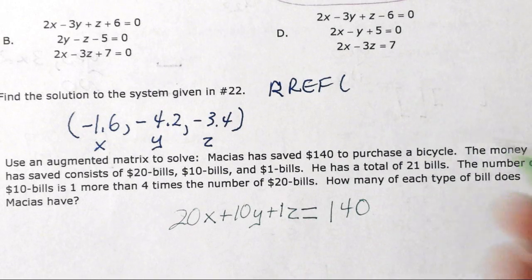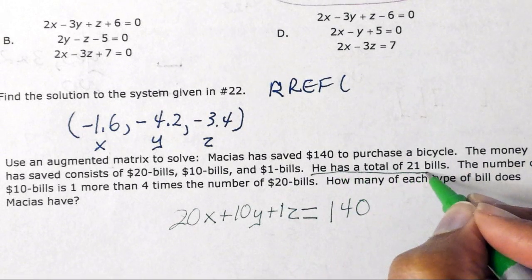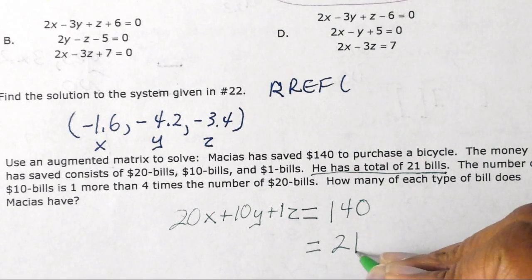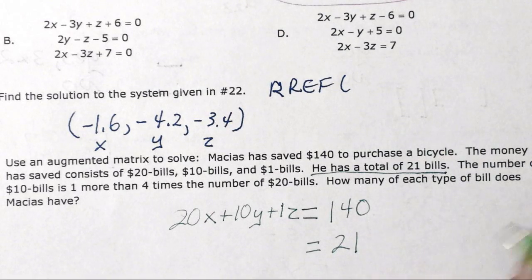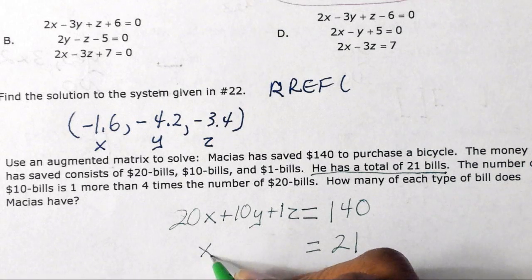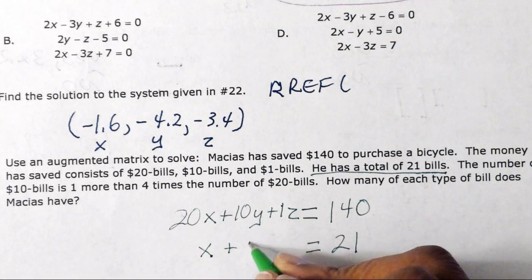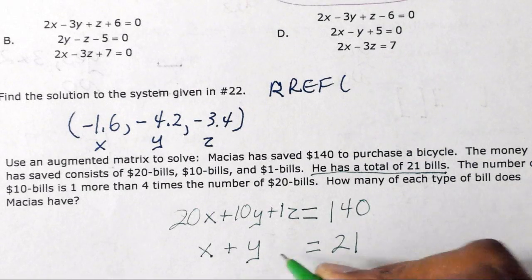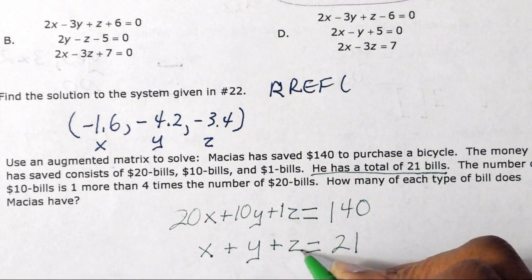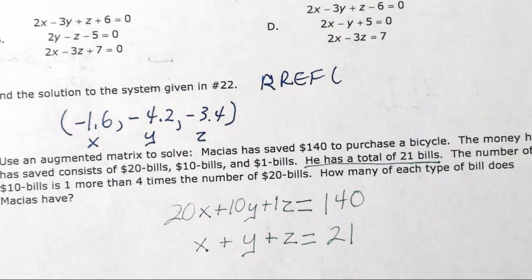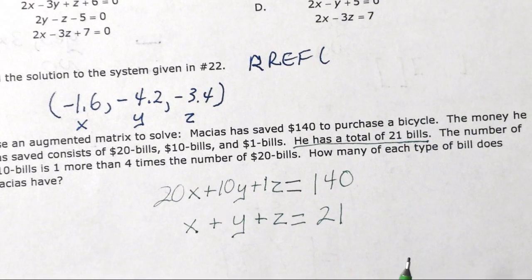My second equation comes from the second part. It says he has a total of 21 bills. There's my total, but what makes up the bills? $20 bills, which is X, $10 bills, which are Y's, and $1 bills, which are Z's. These all make up my total 21 bills. One more equation to go.